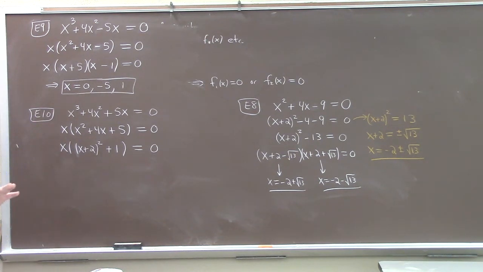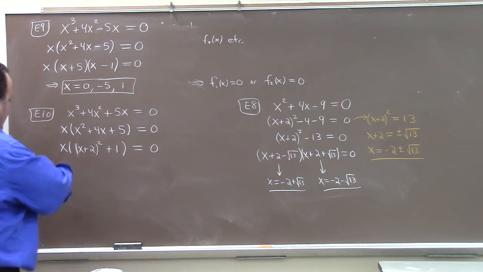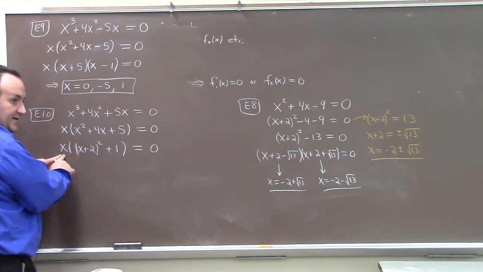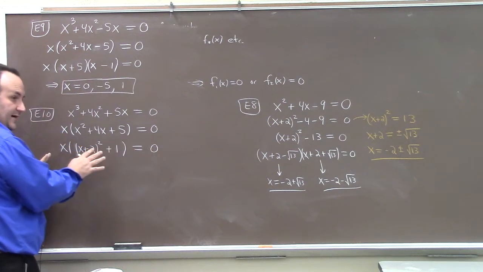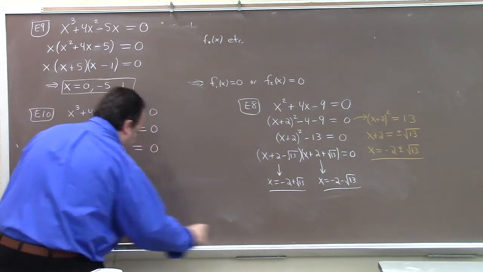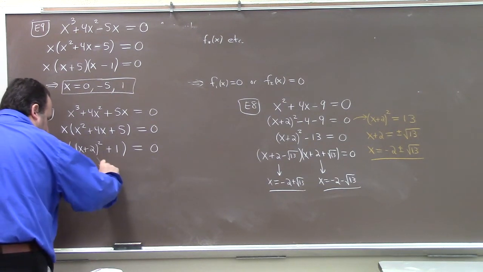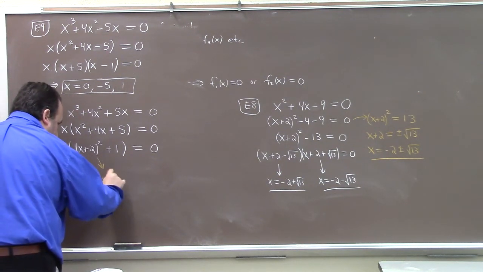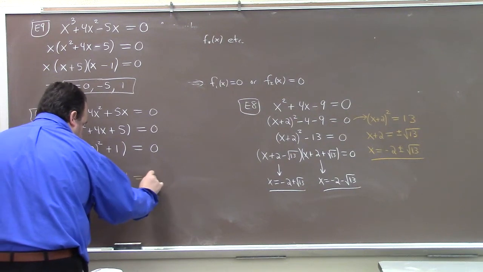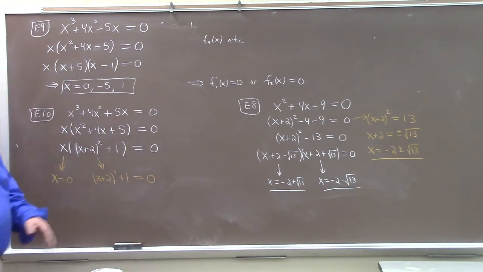So just think about it. Think about these problems, right? So in order to get this quantity times that quantity to be 0, how can you do it? You either get x equals 0, right? Or you need x plus 2 squared plus 1 equals 0. Is it possible to take x plus 2 squared and add 1 to it and get 0? Can you do that with a real number? Think about it. Can you add the square of a number? What's the square of a number?